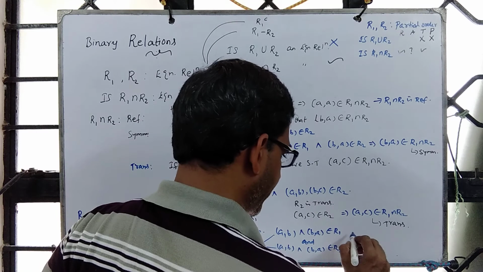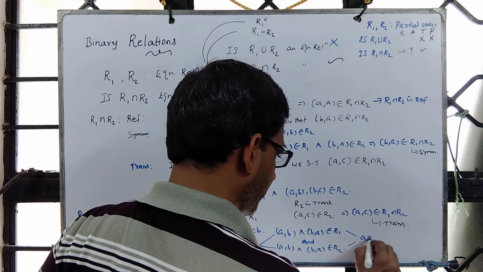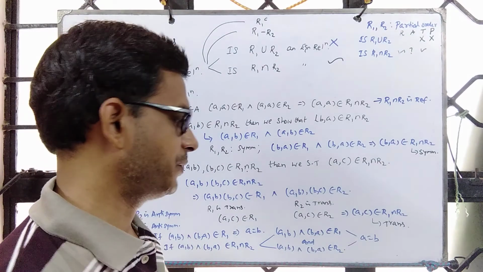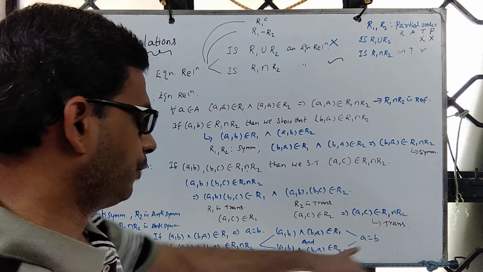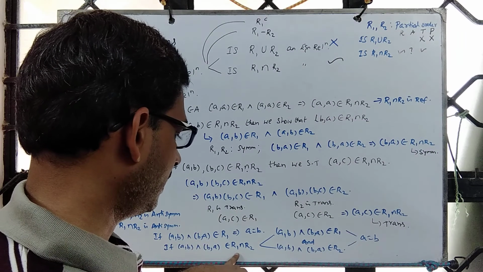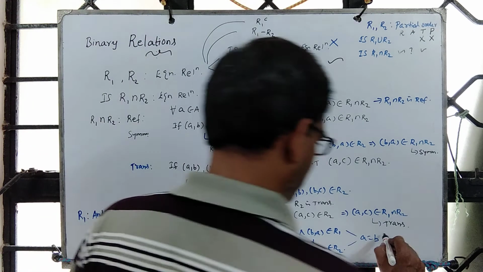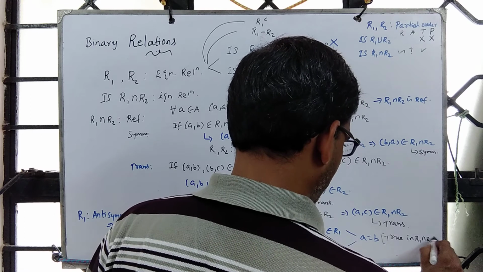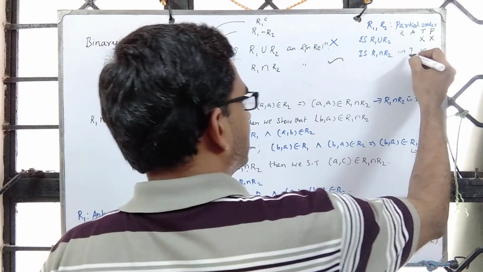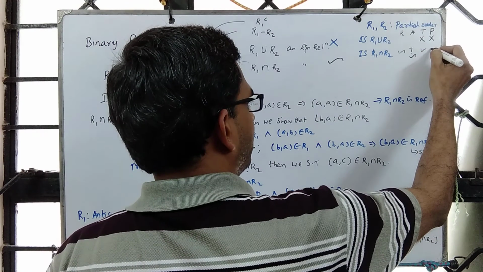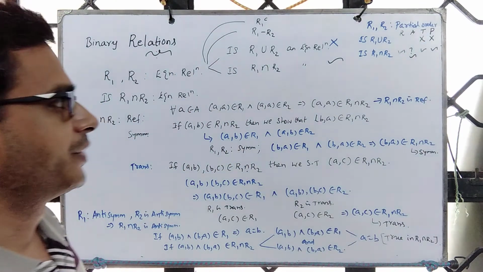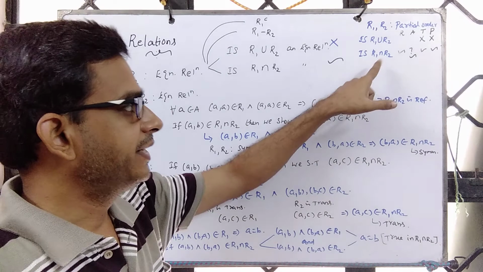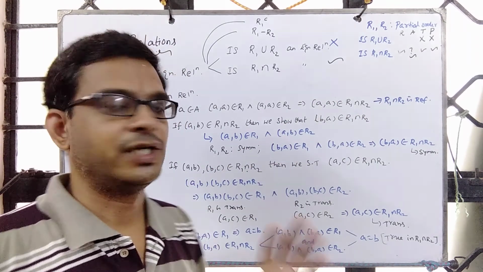Since R1 is antisymmetric, we know that a equals b. Since R2 is antisymmetric, we know that a equals b. Therefore, a equals b is true in R1 intersection R2 as well, which means this one is antisymmetric, and therefore it is a partial order. So given two partial orders R1 and R2, their intersection is a partial order.